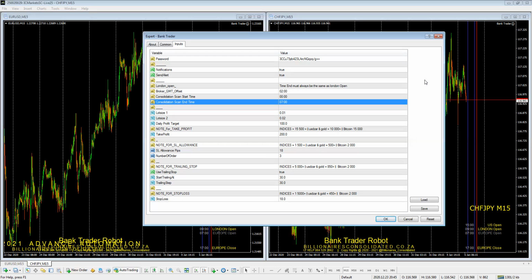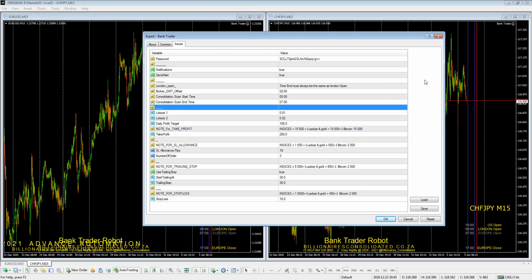So your end time should always be in line with London open. But if you want to use a different time, you can. For instance, if you only want to trade the New York session and don't want to trade the London session, then the scan end time will be London close. So if London closes at 5, you make this 5. If London closes at 4 for you or at 3, then you make it 3. But it's recommended you use London open so that you can trade the London session with the New York session. If you only want to trade one session, maybe just New York, you put the end time to the London closing time. But if you want to trade both London and New York, you put it on London open.